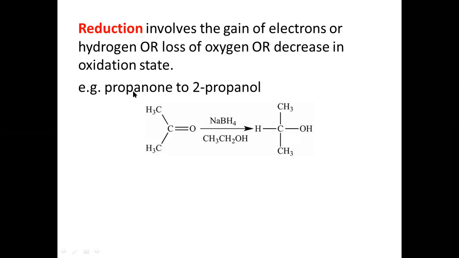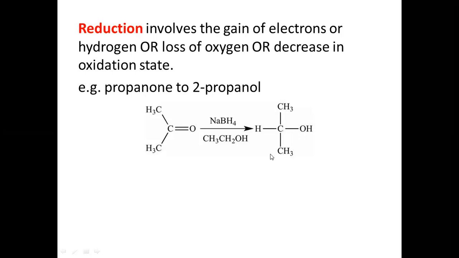For example, propanone to 2-propanol. Here this is a 1, 2, 3 carbon unit, and here C double bond O, it is a ketone, propanone, or else the general name acetone. Acetone is converting into 1, 2, 3, and at the second position we have a hydroxy group, 2-propanol.